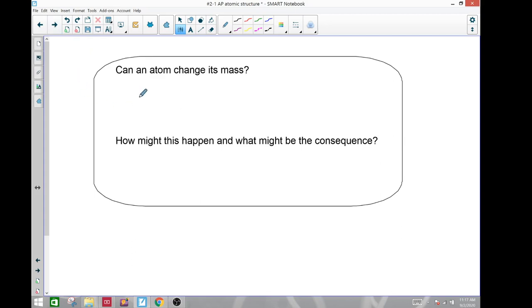All right. Can an atom change its mass? Yes, it can. So how might this happen and what might be the consequence? Okay, so this would be a nuclear reaction, which is why we don't really do a whole bunch of this stuff. The amount of stuff that we would have in this area is very minimal, but it's definitely a very key part of chemistry. It's just not a part of this class.